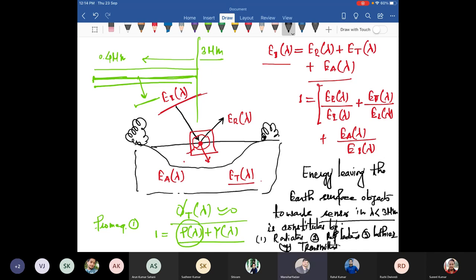Again, I am repeating this query. Energy leaving the earth surface object towards the sensor in wavelength less than 3 micrometer is constituted by: the first component is radiated, the second one is only reflected, the third one is both radiated and reflected, while the fourth one is only transmitted component. Fine, I hope it is clear to you.